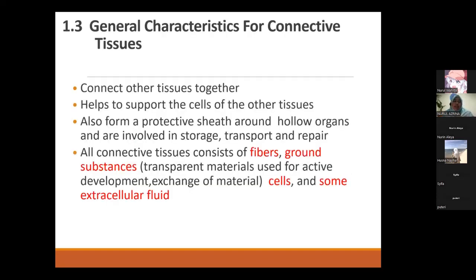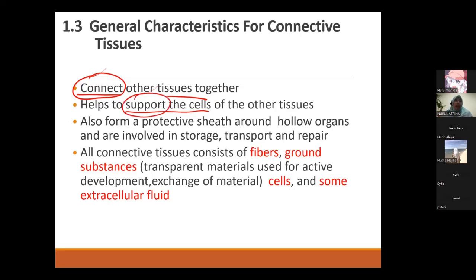Okay, so these are the general characteristics of connective tissue. There are so many types of connective tissue. Generally, connective tissue connects other tissues together. Besides connecting, another function of connective tissue is to support the cells of the other tissue, right?